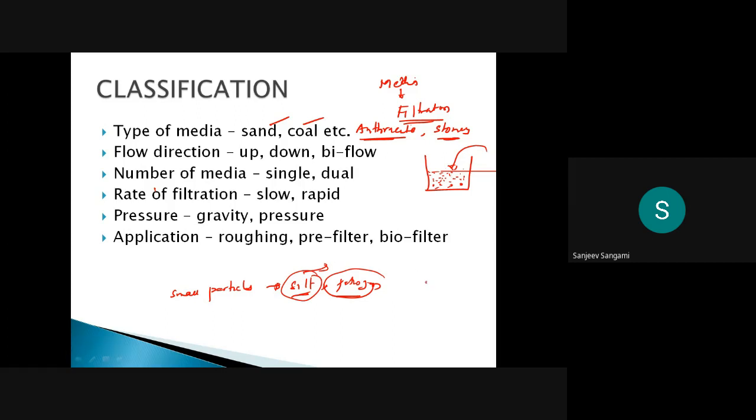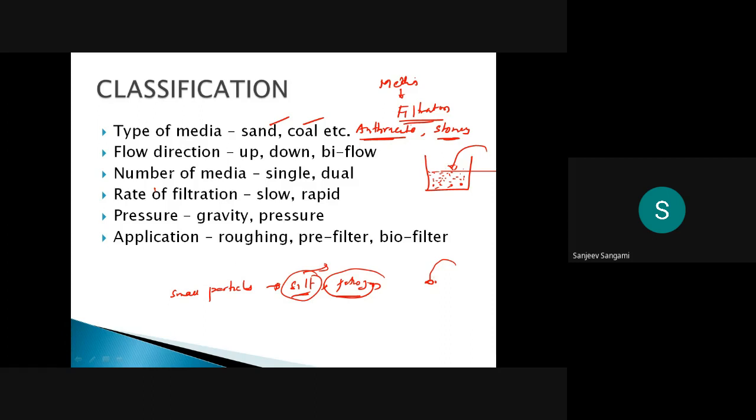Okay, for example, if this is a sand, if the silt is going to come, then it will be accumulated in between the sand particles. It will be captured by the sand particles. Even the coal particles also retain it.